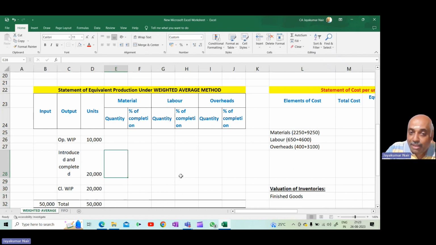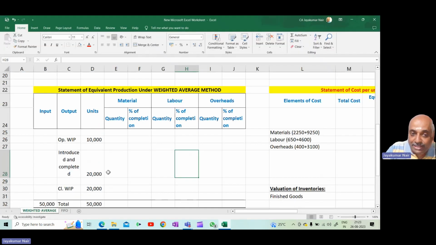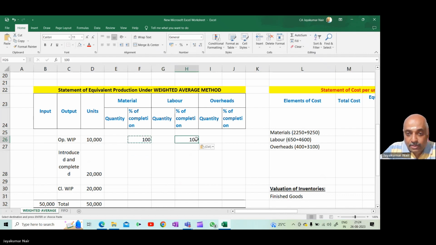Now, one important thing you should remember, you should see what is completed. Completed is 30,000 units. So under weighted average, what we will be doing is percentage of completion. This is fully completed, so you take 100%. This is also fully completed.